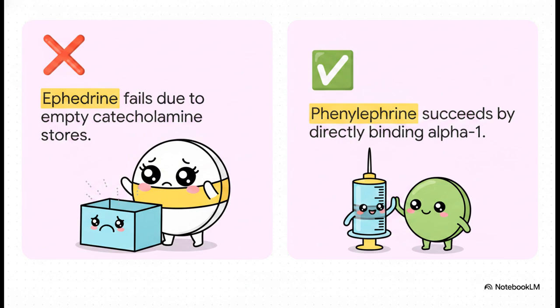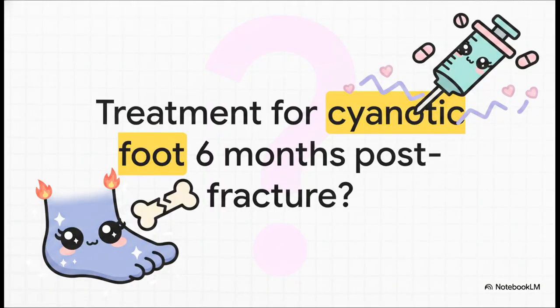You absolutely must use a direct-acting agent like phenylephrine. It completely bypasses those empty vesicles and binds directly to the postsynaptic alpha-1 adrenergic receptors. That's how you safely restore their blood pressure. Here is our final scenario, and it presents a really classic, debilitating postoperative complication.